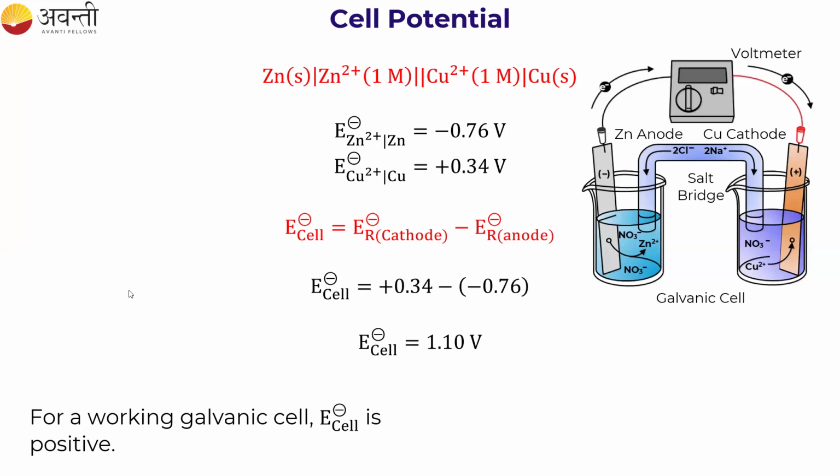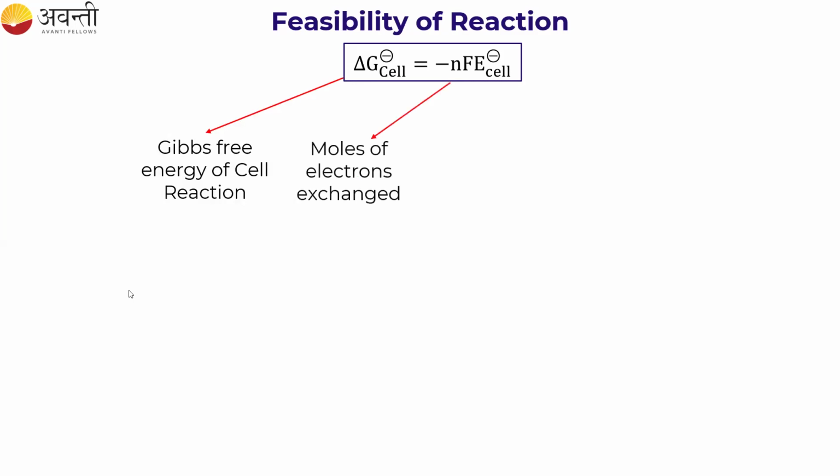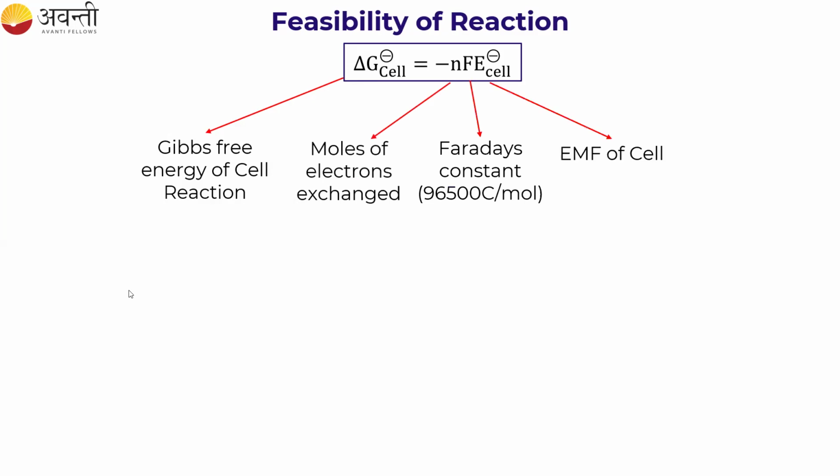Now next coming to the feasibility of reaction. To find out the feasibility, we need the delta G naught value, right? So delta G naught is equal to minus nF E naught cell. This formula I have already discussed with you in the previous class, in the first class of electrochemistry, where delta G is the Gibbs free energy of a cell reaction, and n denotes the number of moles of electrons exchanged, and F is the Faraday's constant, whose value is 96,500 coulomb per mole, and E naught is the EMF, electromotive force of the cell. Faraday's constant value is constant, and you have to memorize that value.